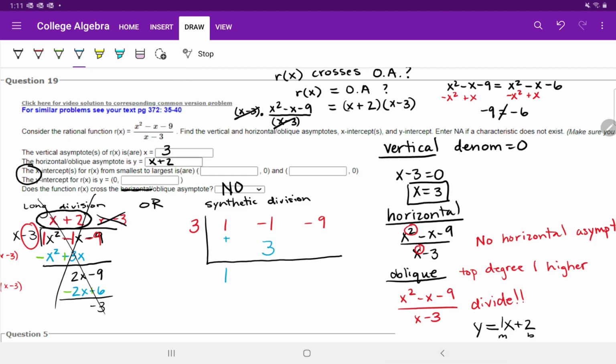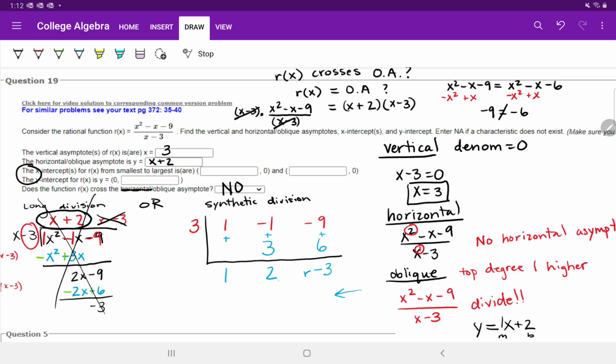right here. Now we take the -1 plus the 3, and that'll give us +2. Then we multiply 3 times 2, and that goes here. Now we add -9 plus 6, that'll give us -3, and we're done. Now you have to read this from right to left. The first number on the right is your remainder, so that's remainder -3.